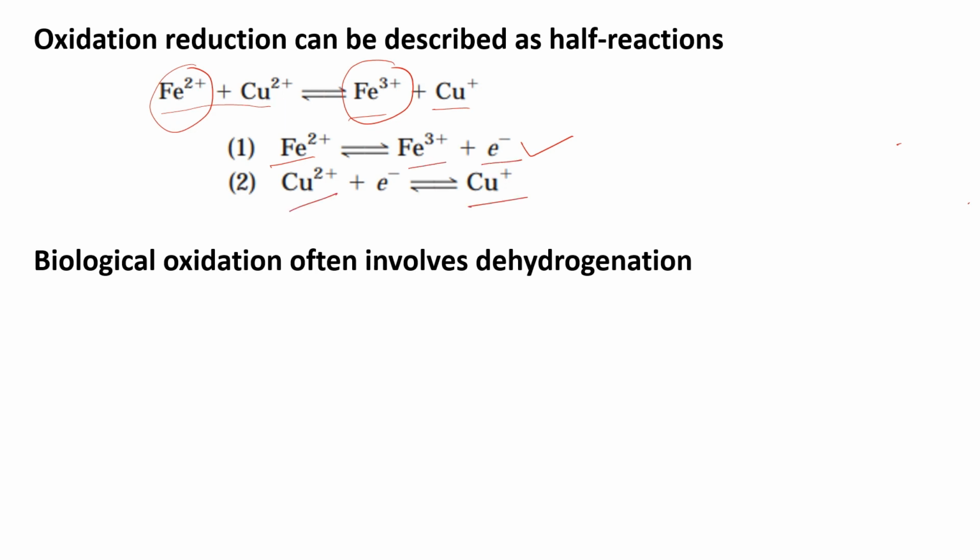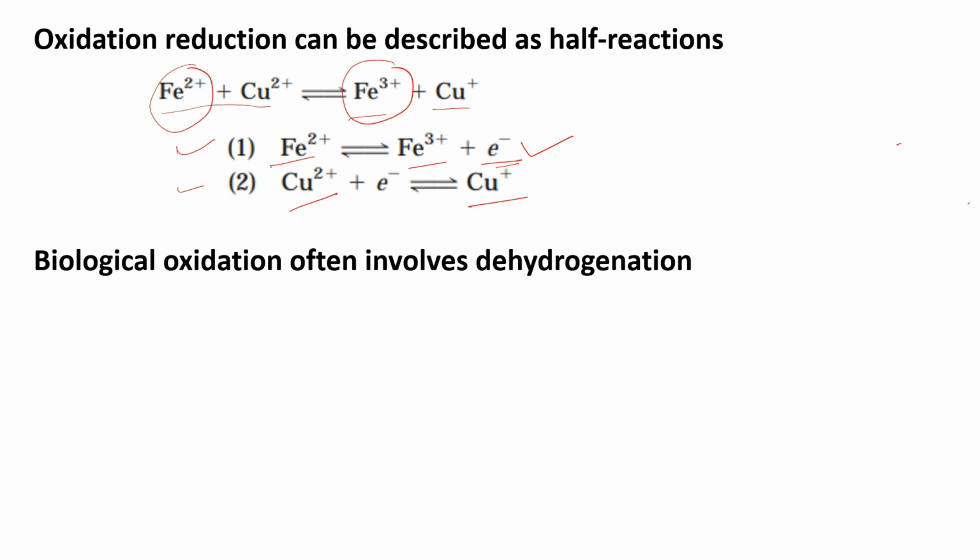Two reactions are happening here. In one reaction, Fe2+ is donating an electron and converted into Fe3+. In the second half of the reaction, this donated electron is taken up by Cu2+ and hence the Cu2+ gets converted into Cu+. So these are the two half reactions. In the first half reaction, Fe2+ is donating an electron. In the second half, Cu2+ is accepting an electron.